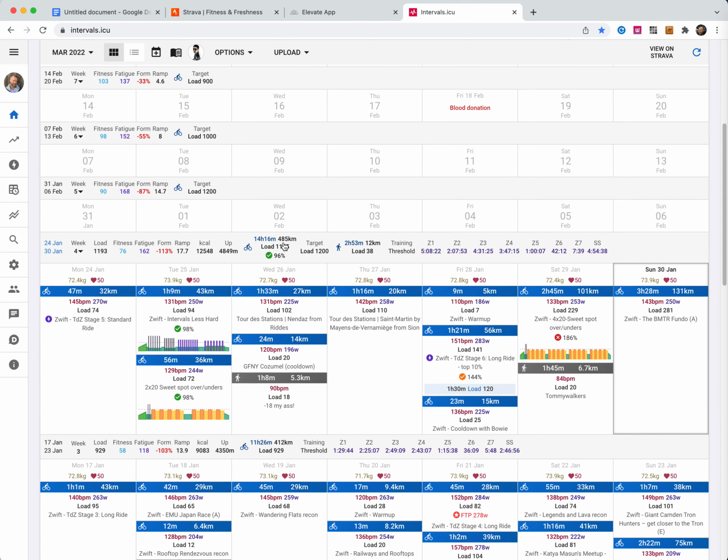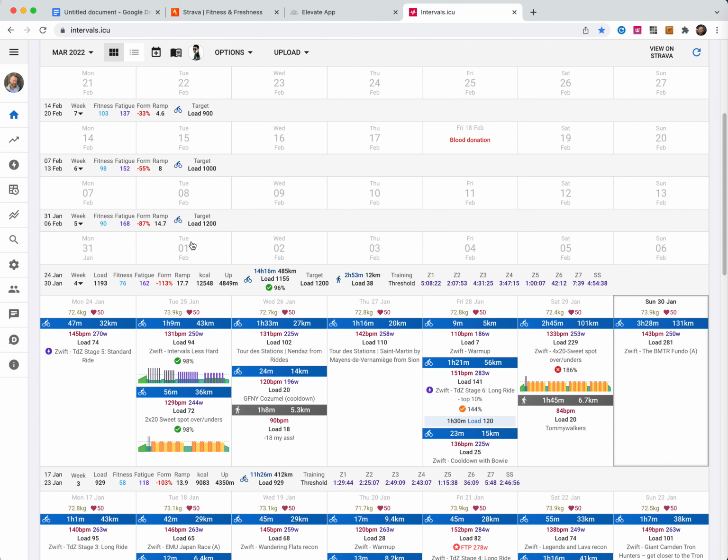I have a target for the next couple of weeks of like 1200. So very briefly, TSS is if you were going at your maximum effort, like at 100% of your FTP for 1 hour, you'd get 100 TSS points, basically. So if you want to have training stress, you need to put in the work.